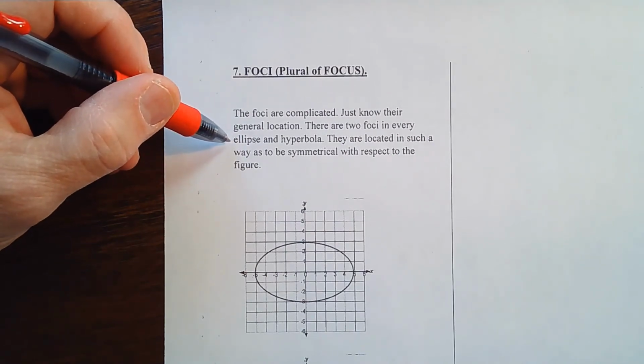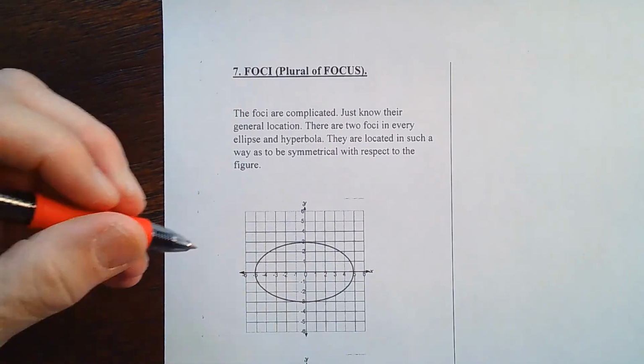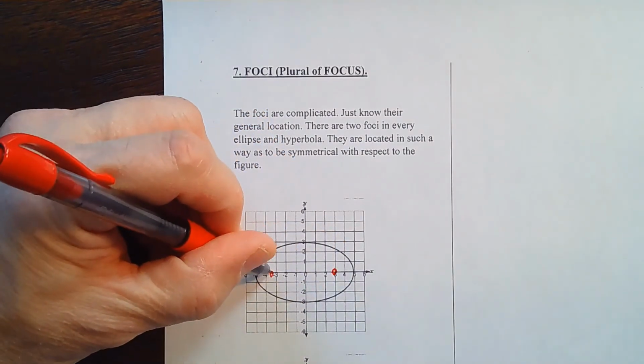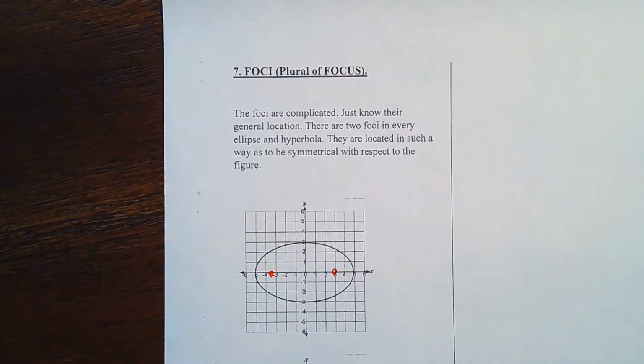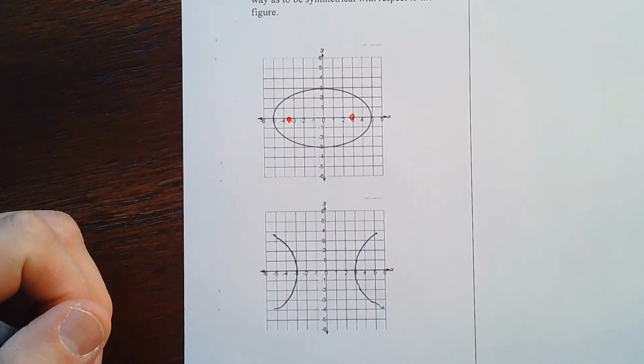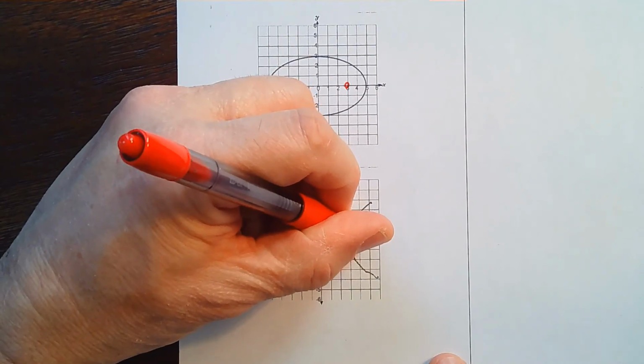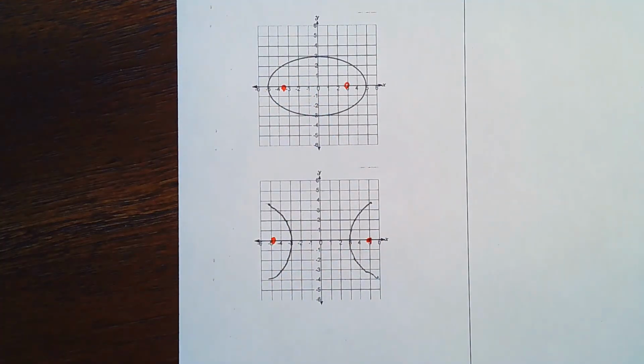There are 2 foci in every ellipse and hyperbola. They are located in such a way as to be symmetrical with respect to the figure. We just want to have a rough idea of where to find them. In an ellipse, you would find your 2 foci towards the opposite long ends. Again, they're going to be symmetrical with respect to each other and with respect to the figure. In a hyperbola below, you would expect, again, to find them within the curves, kind of symmetrically placed.